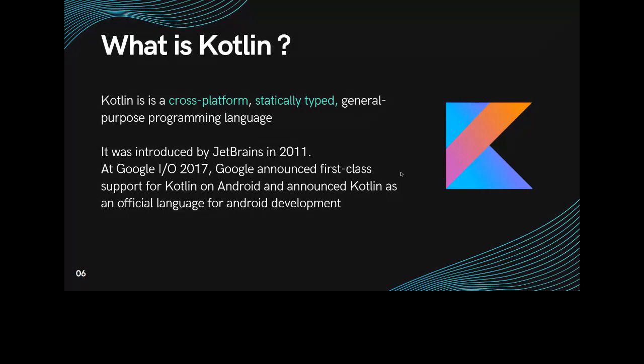And then the major breakthrough in Kotlin was in 2017, at Google I/O, a meet Google organizes every year. Google announced first-class support for Kotlin on Android and announced Kotlin as an official language for Android development, which opened up a lot of new developers to learn and use Kotlin. More than the language itself, there are pretty huge advantages to Kotlin which other languages, like Java, do not have. So let me show you the advantages of Kotlin.